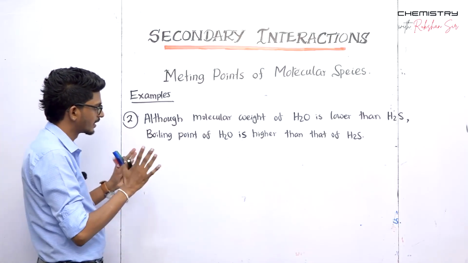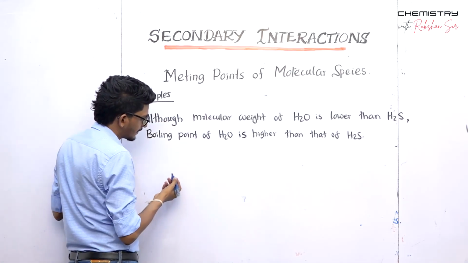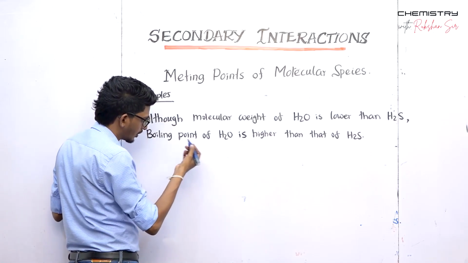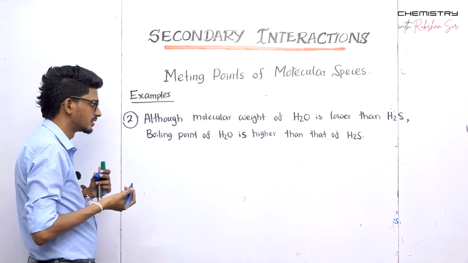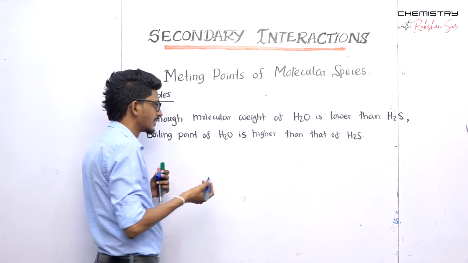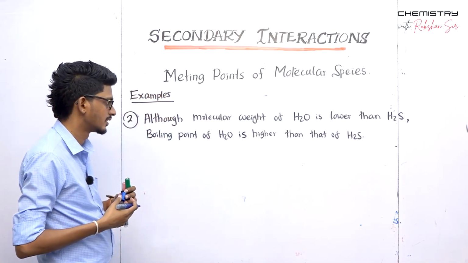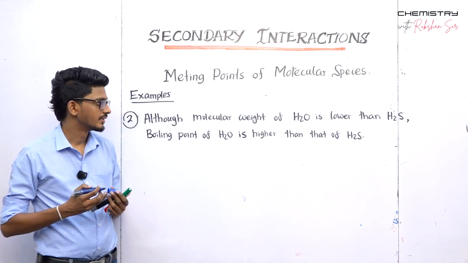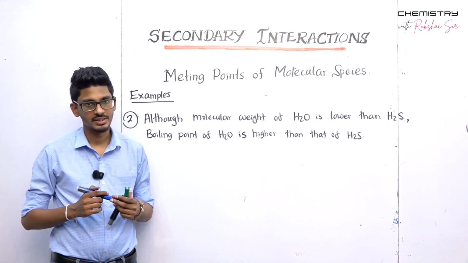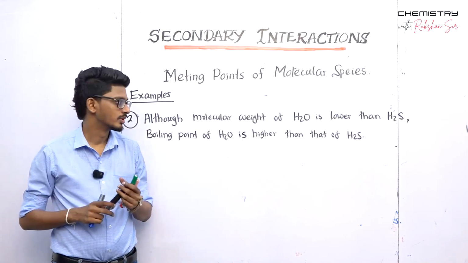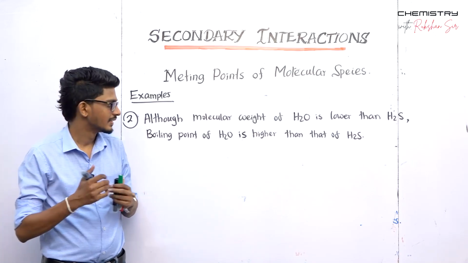So when this kind of thing appears, what was the problem here? We know that when the molecular weight is high, the boiling point should be high. But here, even though the molecular weight is high with the H2S, the boiling point is low. Because not the molecular weight factor, the other factor, the secondary interaction strength, is considered here. Let's discuss how to resolve that confusion.